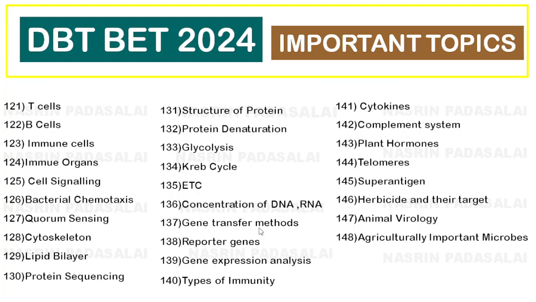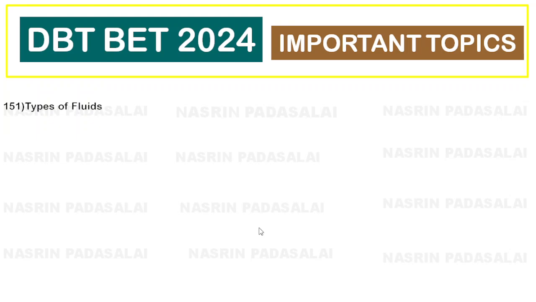Next is agriculturally important microbes. Next is protoplast fusion, tissue culture technique. Both the plant tissue culture technique and animal tissue culture technique are important. Give special focus to animal tissue culture technique. Next is types of fluid, like Newtonian fluid, non-Newtonian fluid, with examples of each. Next is antibiotics. You need to know from which organism a particular antibiotic was isolated and what the mode of action of the antibiotic is. And also you need to study translational inhibitors like tetracycline, puromycin, all those things.